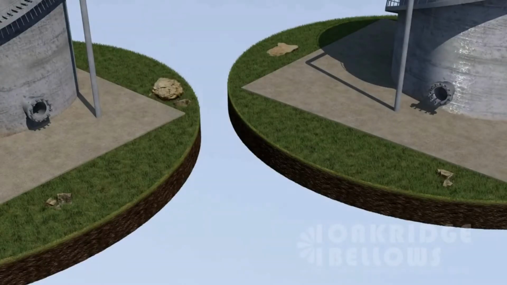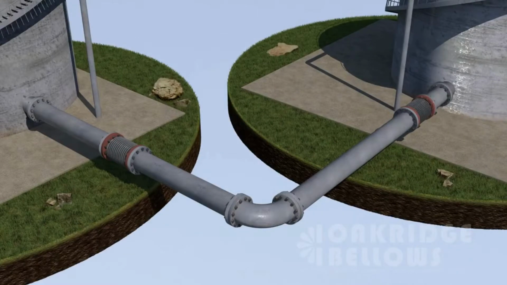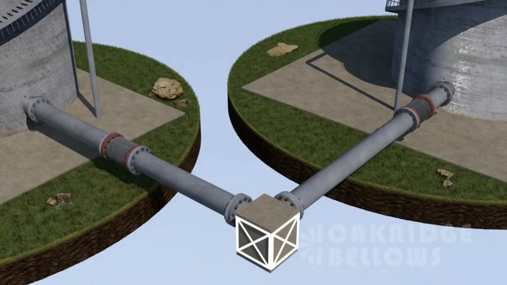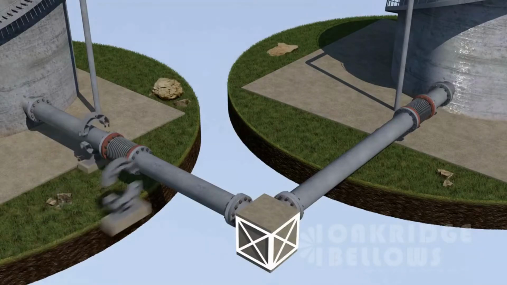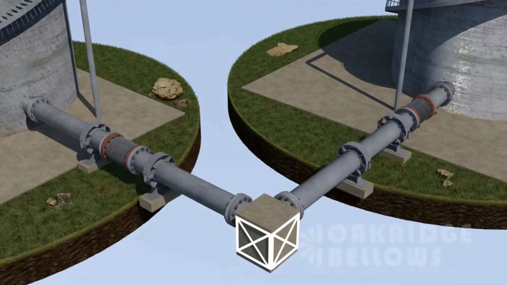Going back to the previous unrestrained piping system, you've got a bend in it, so what we do is drop an anchor at the bend part, keeping all that pipe straight, and we drop in our guides, and now we have a restrained expansion joint system.